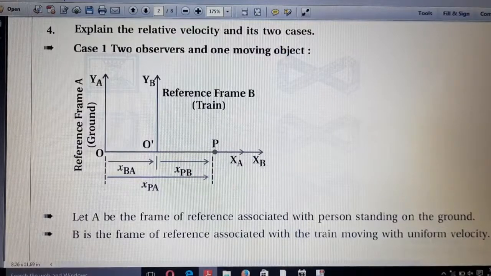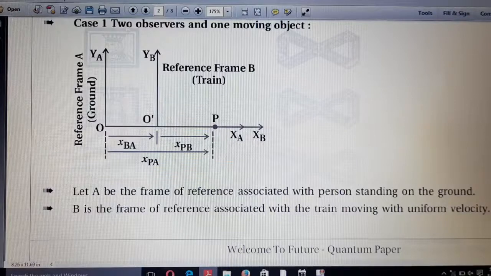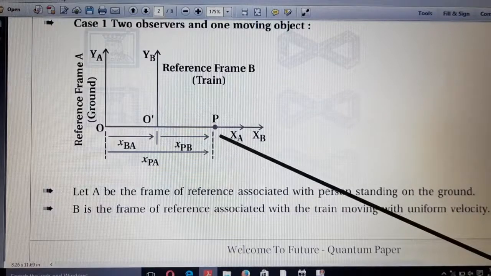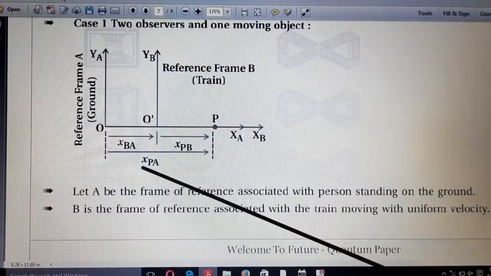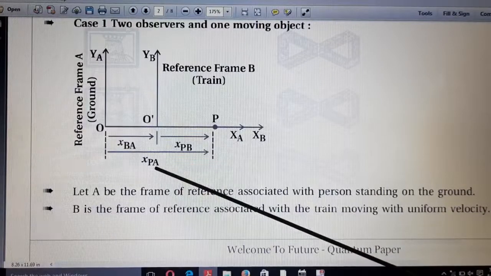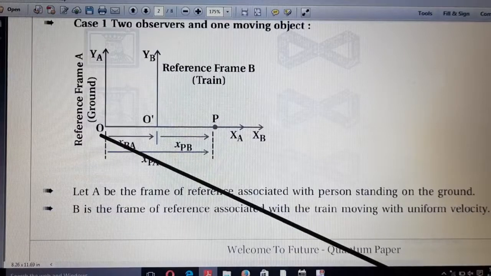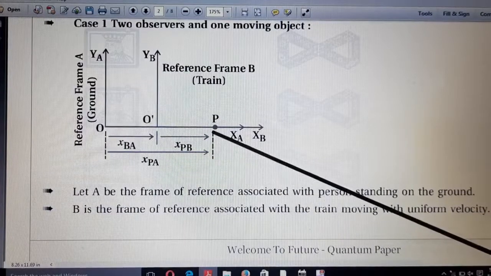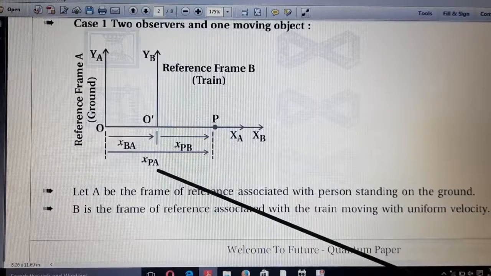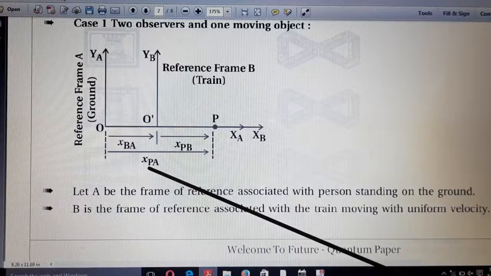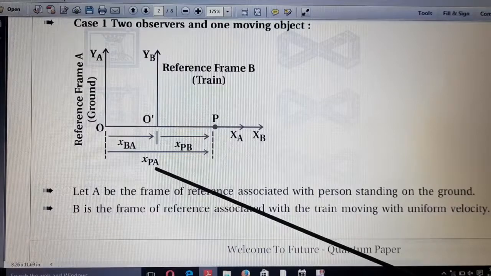Otherwise, we assume here P is, now we take a particle. So look here, first of all, here XPA. XPA is the distance between origin O and particle P. It is denoted by XPA, means position of particle P with respect to A.